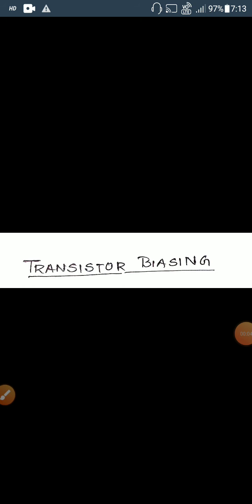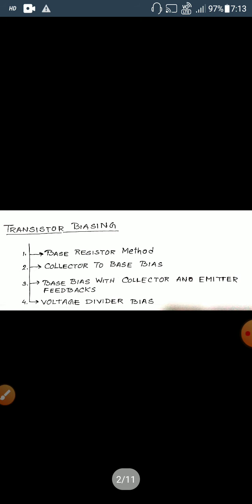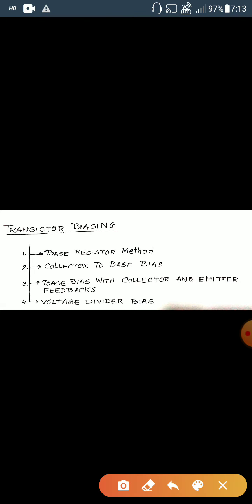We meet again to follow our next topic, transistor biasing. For transistor biasing, we already know that there are four kinds of biasing configuration. One is the base resistor method. Second is the collector to base bias. Third is base bias with collector and emitter feedback. And the last one is the voltage divider bias. In the last two classes we already discussed the base resistor method, the collector to base bias, and the base bias with collector and emitter feedback. Today we discuss the fourth one.